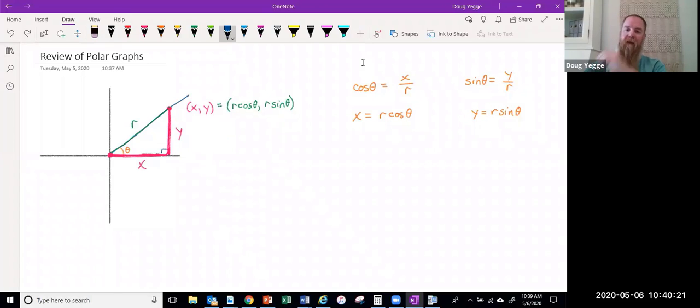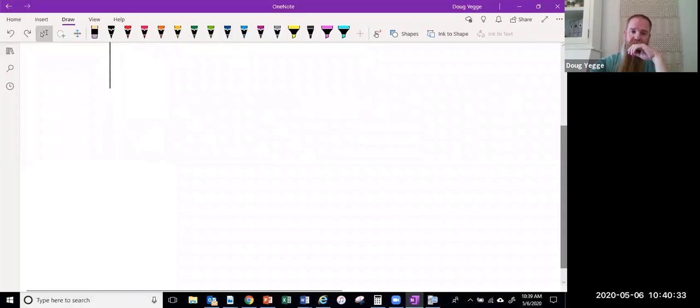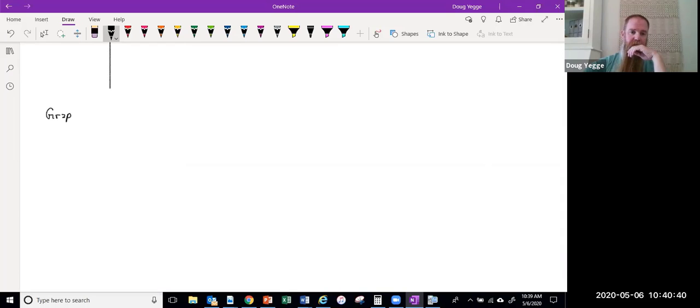So we're going to do an example of graphing a function involving r's and thetas. Let's just go ahead and start by trying to graph r equals 1 plus sine theta. There are actually two completely different ways of graphing r equals 1 plus sine theta.